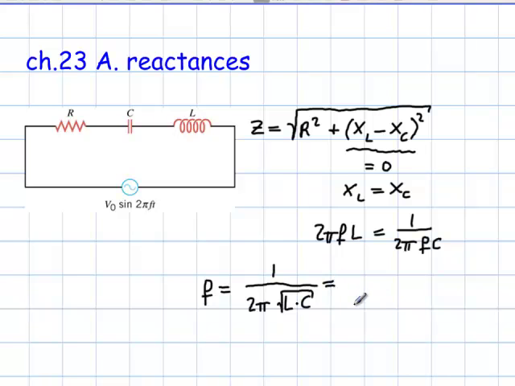And then it's just a matter of plugging in numbers. The L here is given as 52 millihenry, so of course that is 0.052 Henry. And the capacitor is given as 76 microfarad, so 76 times 10 to the negative 6 farad. Plug those in, those are all standard units, and then the frequency will come out in hertz.